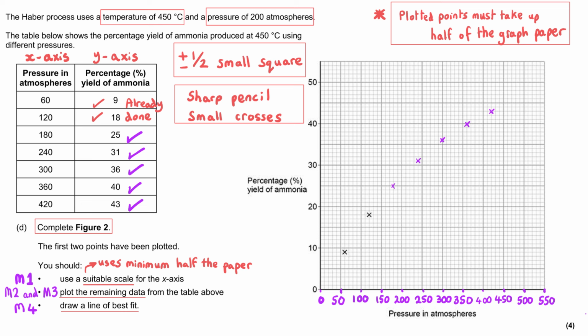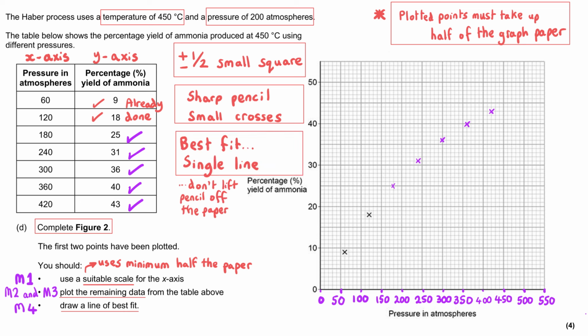When you draw a best fit line, it's again really important that you have a sharp pencil to draw this so that the best fit line does not cover up the points that you have plotted. And again, there is a plus or minus half a small square for where your best fit line should be. So you haven't got much of a margin for error, so don't use a blunt pencil to do this. It's also really important that your best fit line is a single line and you don't lift the pencil off the paper whilst you're doing your best fit line.